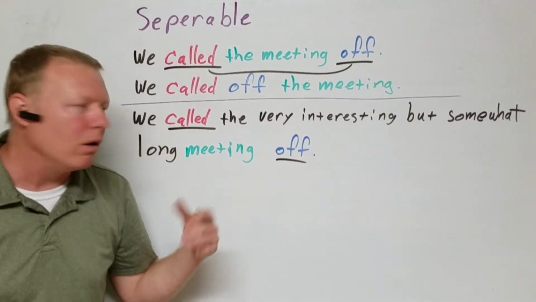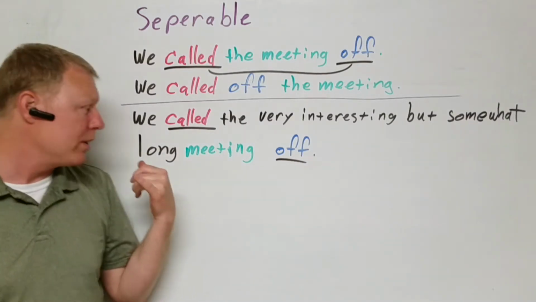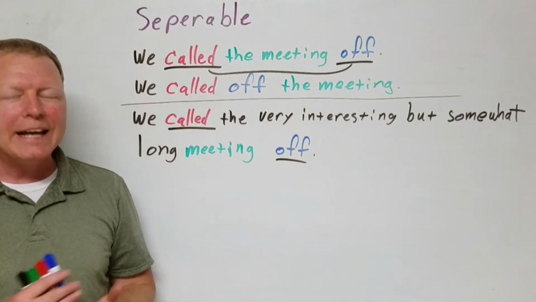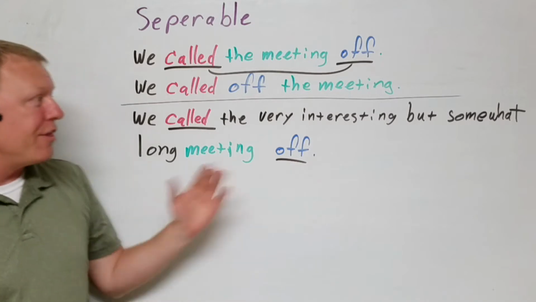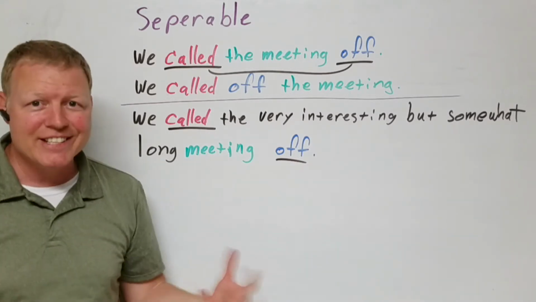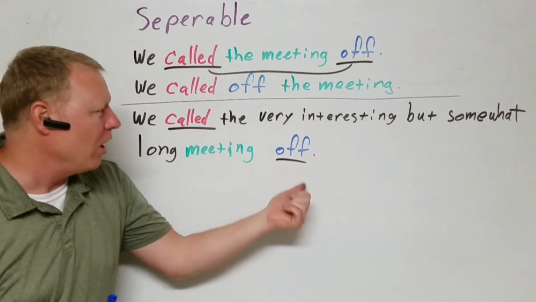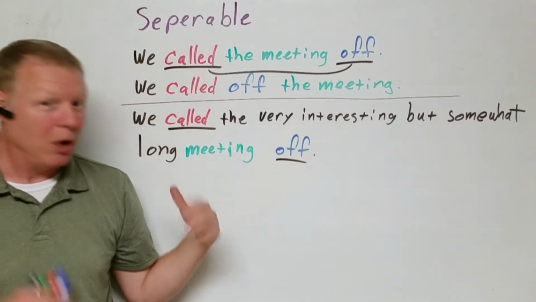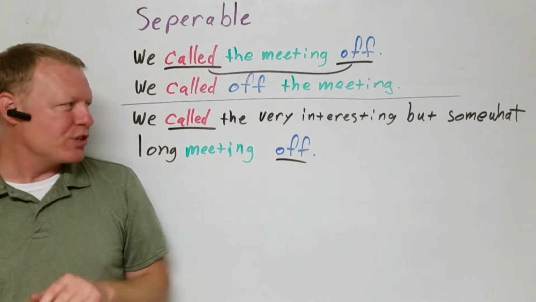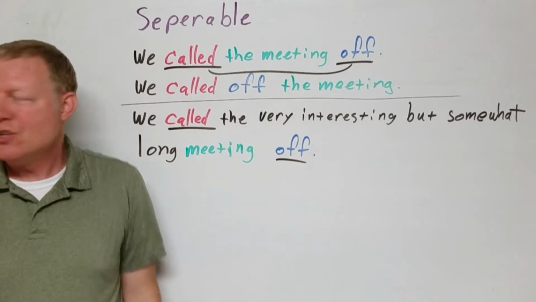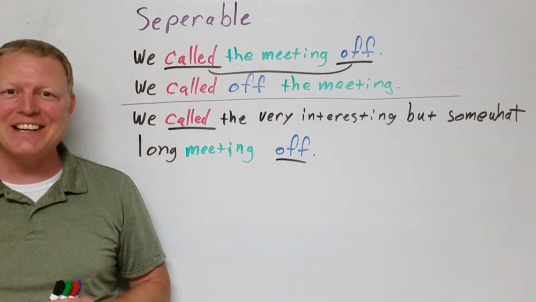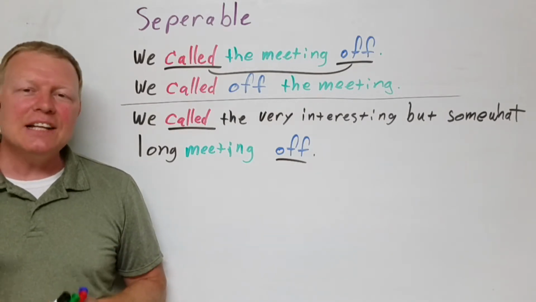I called, what did you call? Oh, I called the very interesting but somewhat long meeting off. Oh, called off, no problem. Now, for an English language learner, this can be pretty tricky. Once again, this is why we're having these lessons, okay? Because you call off the very interesting but somewhat long meeting, or commonly, you can call the very interesting but somewhat long meeting off. That's no problem at all, and that's what it will sound like. That's a little crazy, right? Okay, good. Let's do something else.